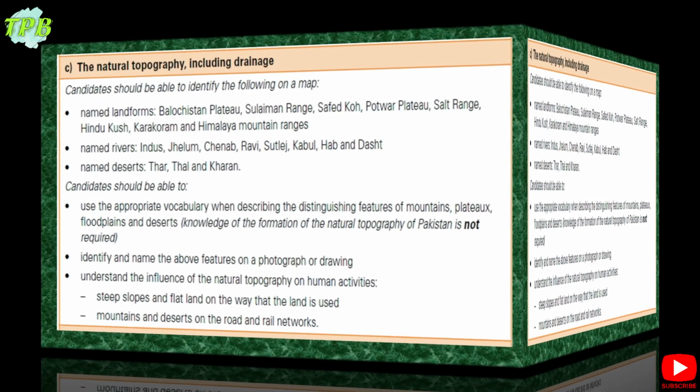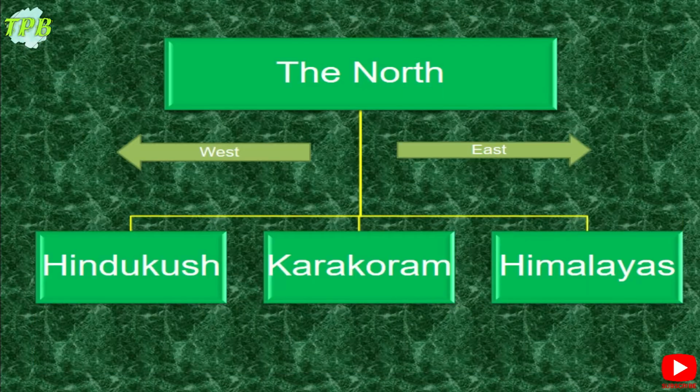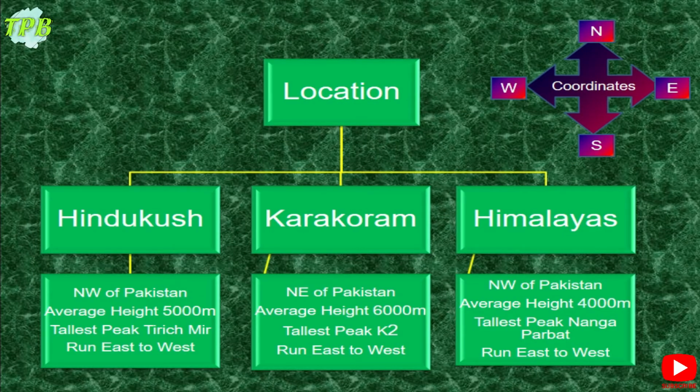Let's move on. When you are learning chapter 1, or in this case, the northern mountains, these 4 aspects should be taken care of: the location, relief, drainage, and the human activities, or in other words, the economy of the area. Let's have a look how these all work together. The northern mountains are split into 3 different ranges: the Hindu Kush, Karakoram, and the Himalayas. The Himalayas is towards the east, or rather south of the Karakoram range. The Karakoram range is in the northeast, whereas the Hindu Kush range is in the northwest of Pakistan.